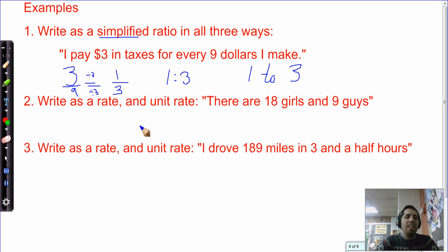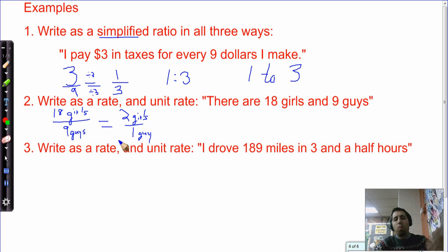T-O. Second, write as a rate and unit rate. There are 18 girls and 9 guys. 18 girls. Now remember, rates do have units, so I'm going to include those here. 18 girls and 9 guys. We could do a simplified rate. I hope you can see that. And it would actually be 2 girls to 1 guy. And now that is actually our unit rate. 2 girls to 1 guy.